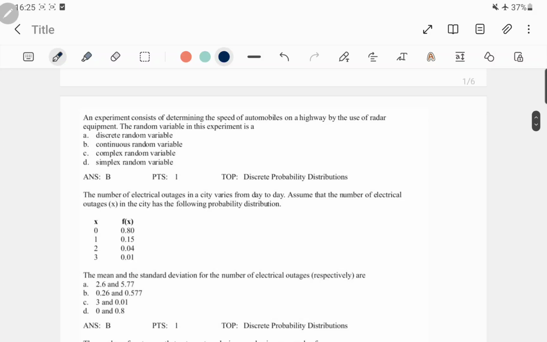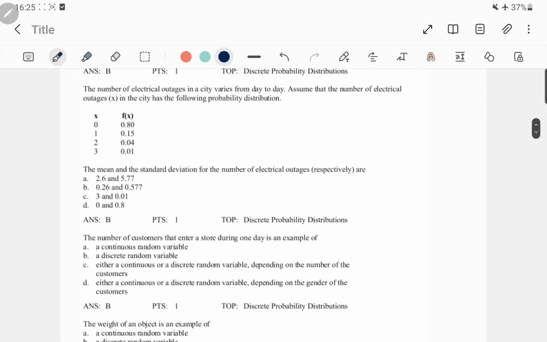Next is, an experiment consists of determining the speed of automobiles. When it comes to speed, we know that it can be plotted on a continuous scale. It can have decimal values like 55.5 kilometers per hour or anything, right? So this is a continuous random variable.